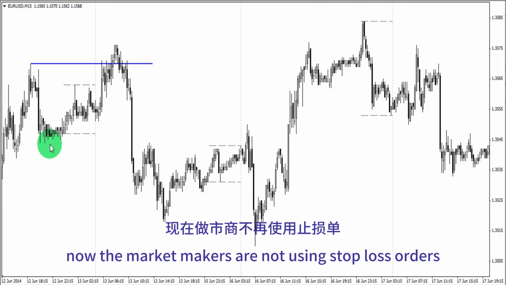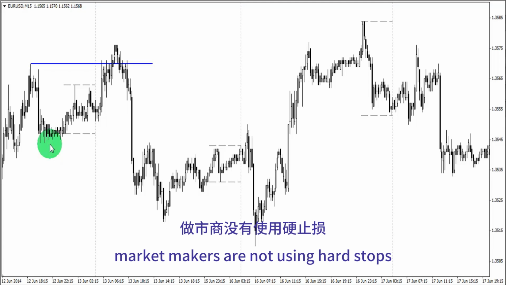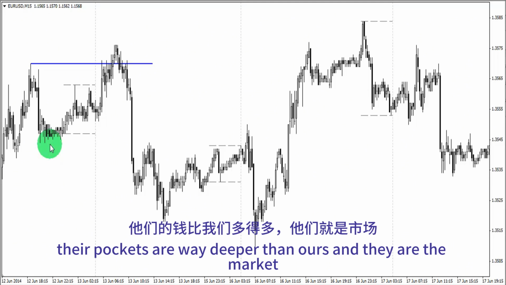Now, the market makers are not using stop loss orders. Okay, write that down in your notebook. Market makers are not using hard stops. Their pockets are way deeper than ours, and they are the market.